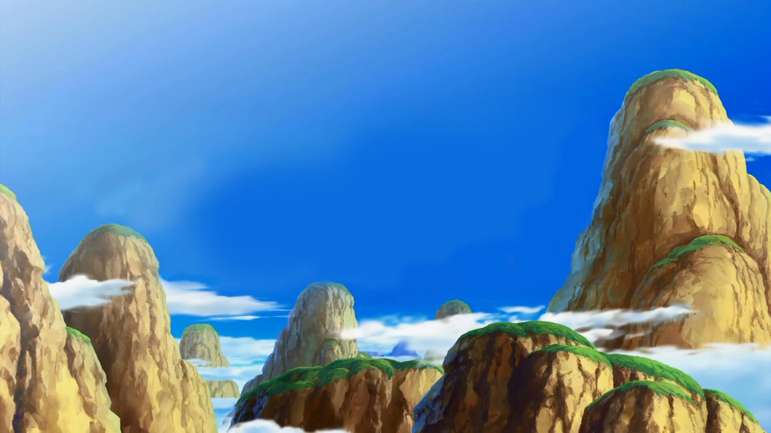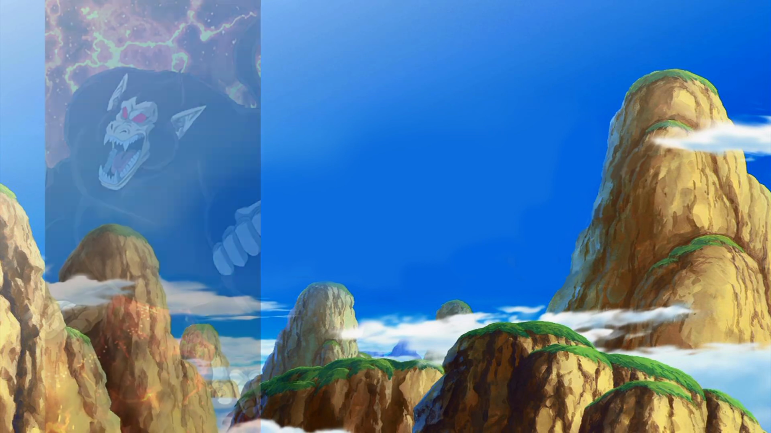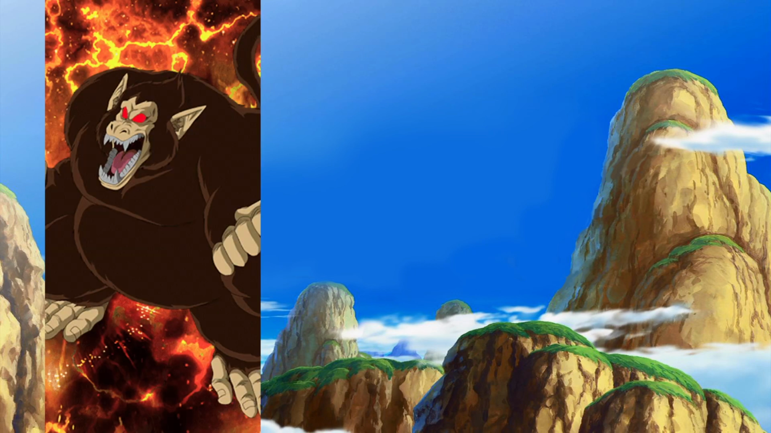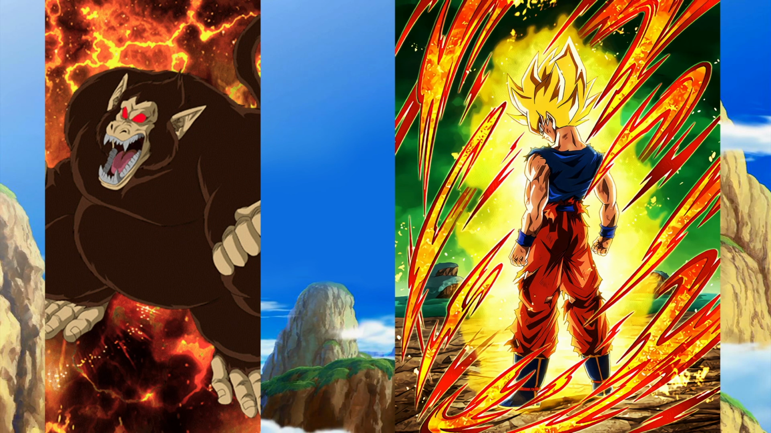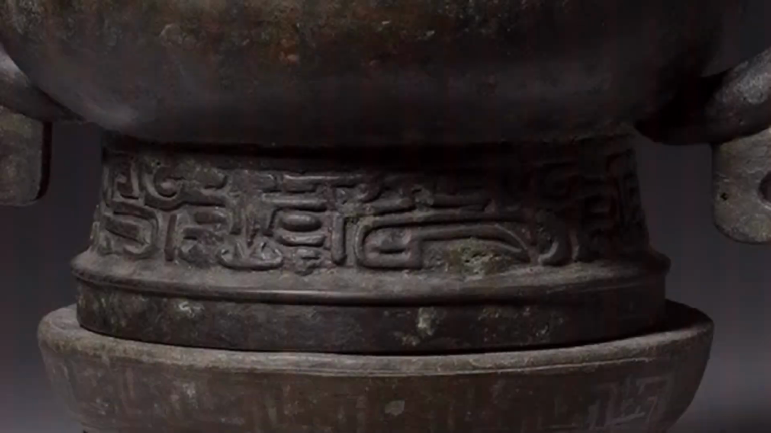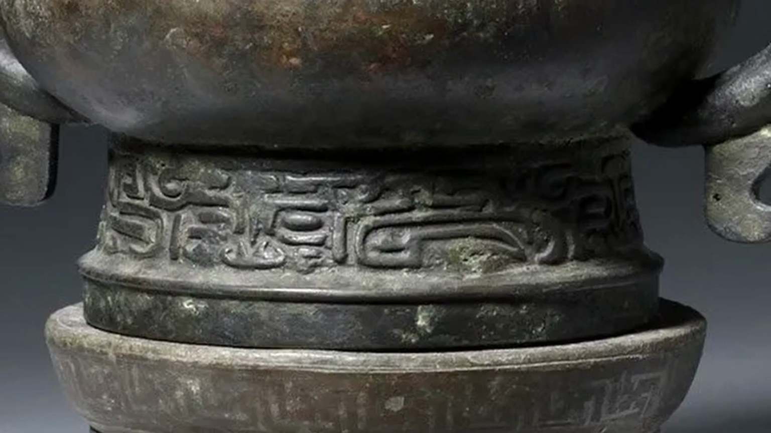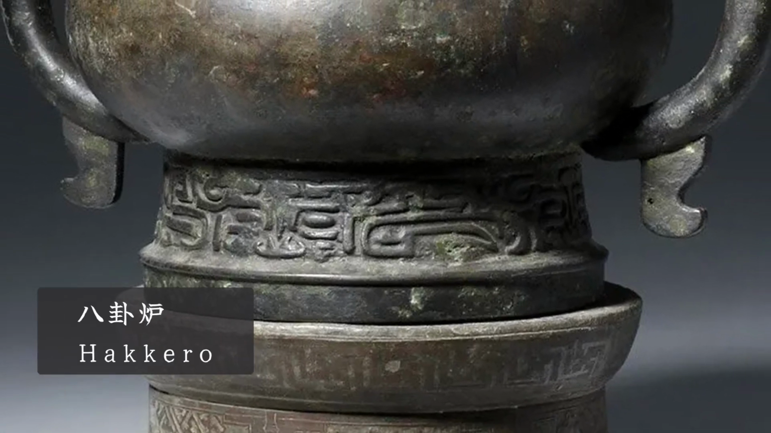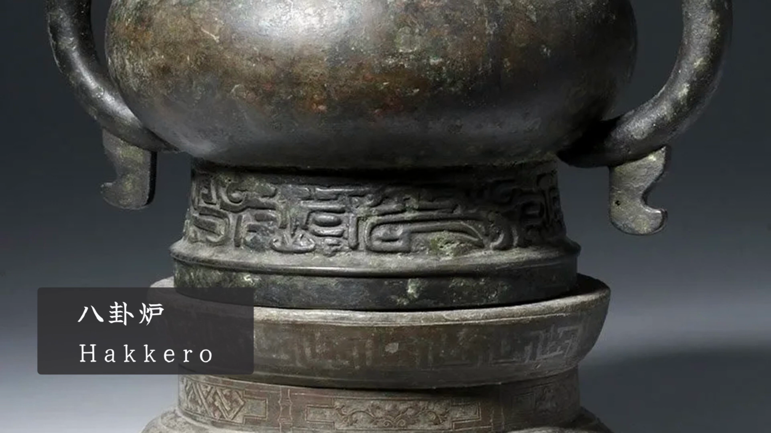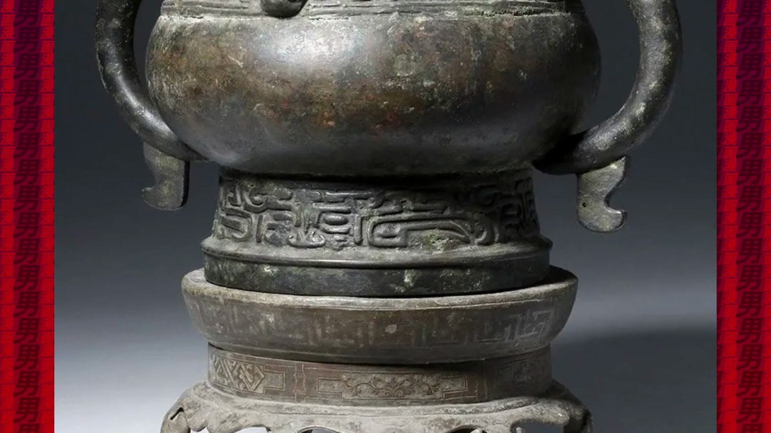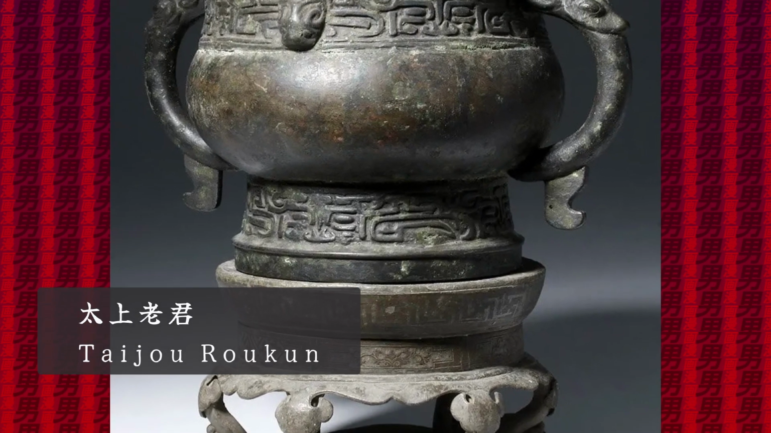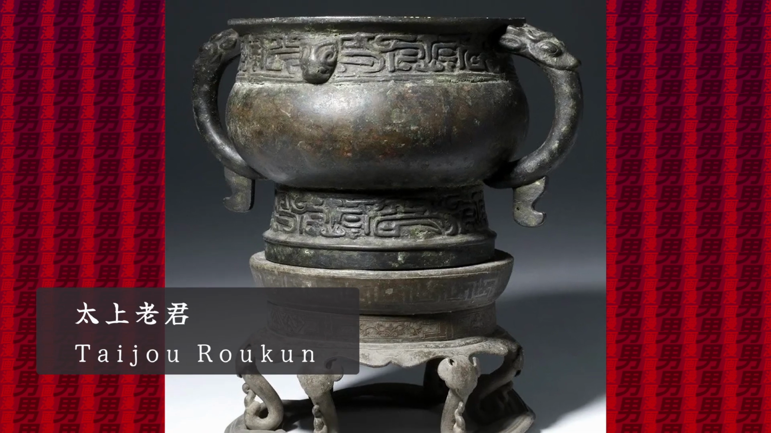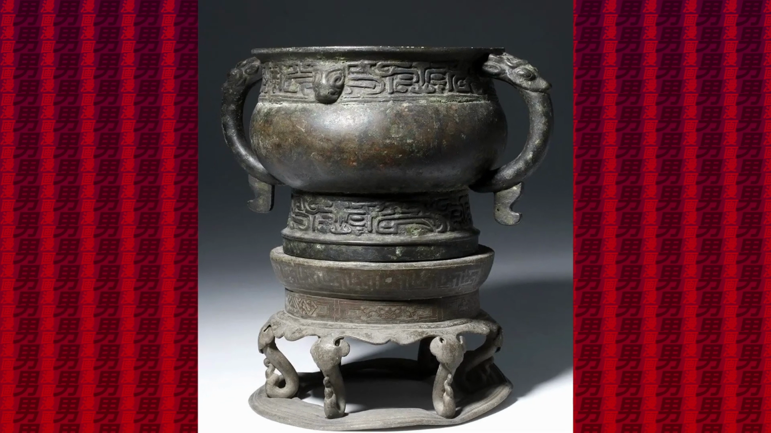Delving still further into the myth of Saiyuki, we can even find the origins of Son Goku's most famous transformations: the Ozaru or Big Ape transformation, as well as his Super Saiyajin form. In the story of Saiyuki, at some point during his battle against heaven, Son Goku was put into the Hakkero, or the brazier of eight trigrams, by Taijo Rokun, the founder of Taoism, believing this would be the only way they could execute the rebellious monkey.